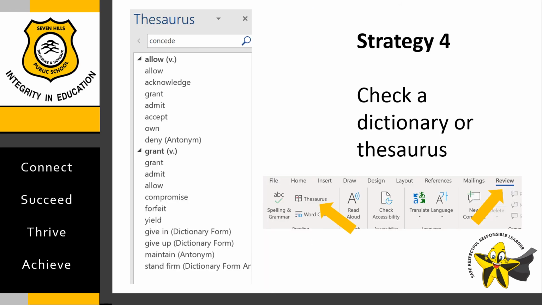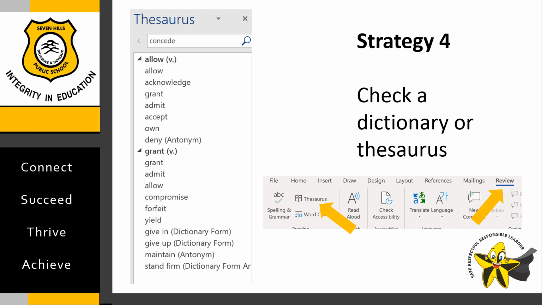If you aren't able to do that, what you can do is, in a Word document, you can see the tabs along the top: File, Home, Insert, Draw, Design. If you go along to the Review tab, you can find that if you type in a Word document the word concede and click on the thesaurus button, it will come up with a number of different words that mean the same thing as concede. And you can see there we've got allow, acknowledge, grant, admit, accept. The opposite would be deny.